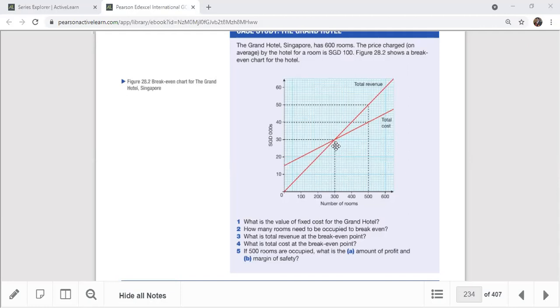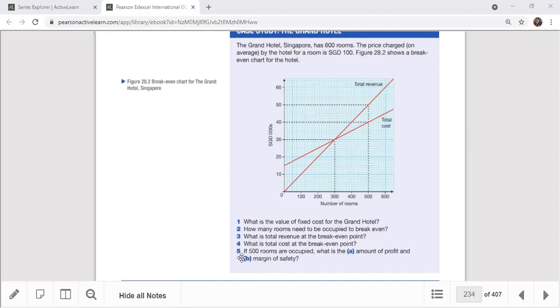That means at 300 hotel rooms occupied, they break even. They have 600 rooms, which is the maximum quantity. That means they have to operate at 50% capacity in order to break even. Out of 600 rooms, they have to occupy 50%, which is 300 rooms, in order to cover their total cost. If you go below 50% capacity, you are making losses. If you go above 50% occupancy, you are making profits.